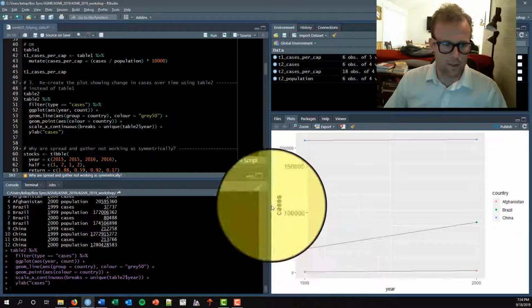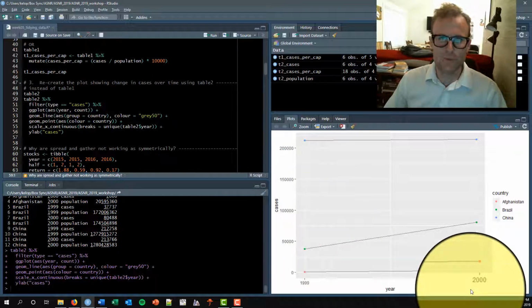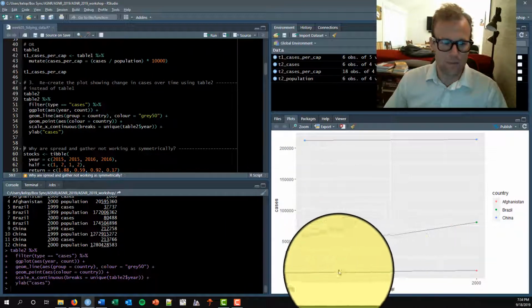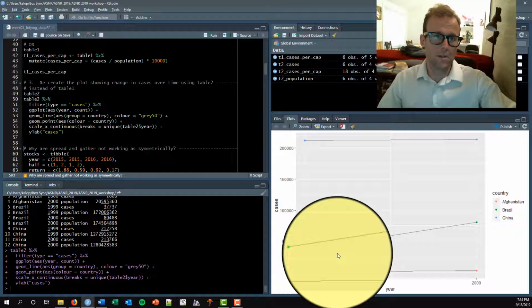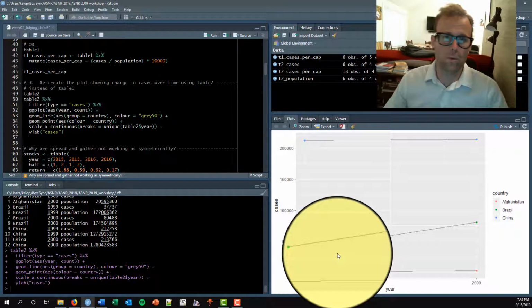Feel free to make your labels a bit nicer looking than mine, right? I'm just running off of the defaults here. But this effectively recreates the plot from the textbook using table 2 instead of table 1. So whatever coding solution you came up with, I would like you to put that into the lab assignment and also put your image into the lab assignment in order to complete that question.